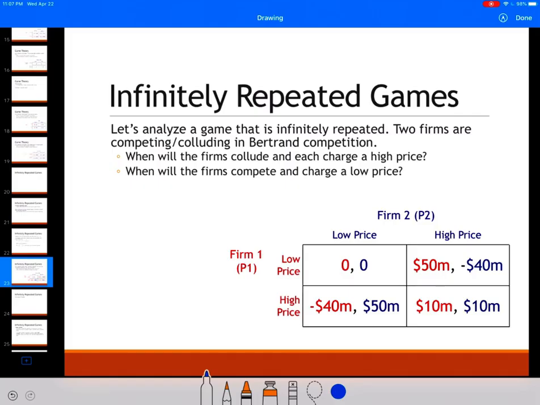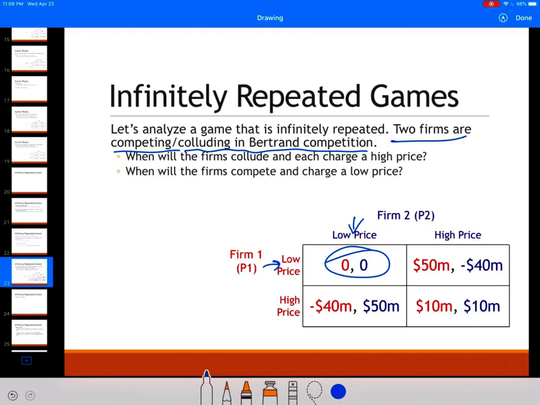All right, so let's take a look at what we call a Bertrand competition game. Two firms are competing, or potentially colluding, in Bertrand competition. Remember, Bertrand competition is one where both firms, if they're competing against each other, generally will set price equal to marginal cost. That is the low price, which means they make zero profit. That's the implication of Bertrand competition: you end up making zero profit.